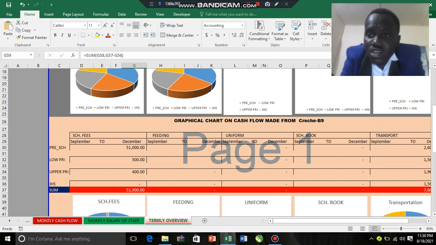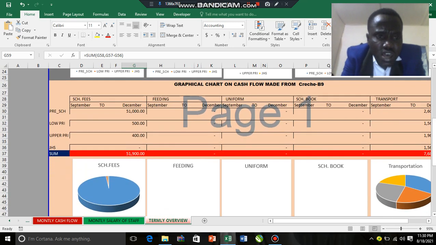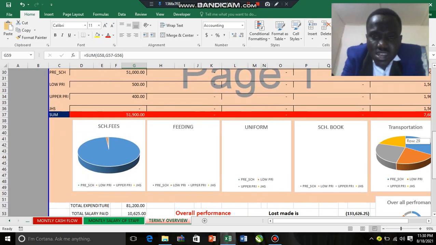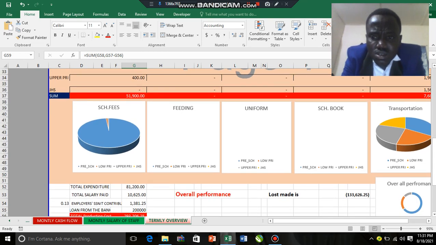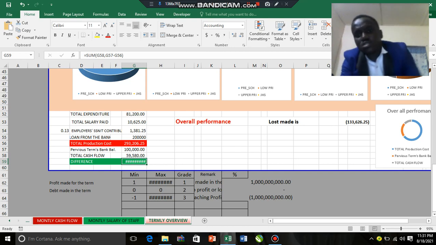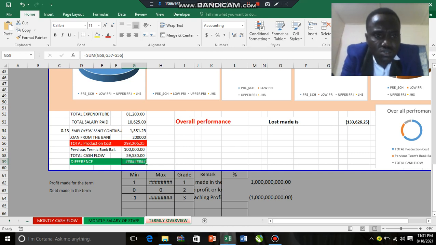Then let's look at the cash inflow. You realize that the cash inflow is high at preschool. So therefore, look at the bar. Very, very big. So preschool is high. Then you are able to straight away know that preschool is really productive and supporting you. Then now, your total expenditure is added to your total salary paid within the term. Then employer's net contribution. Then also loan from the bank, maybe you borrow some money, becomes your total production cost.